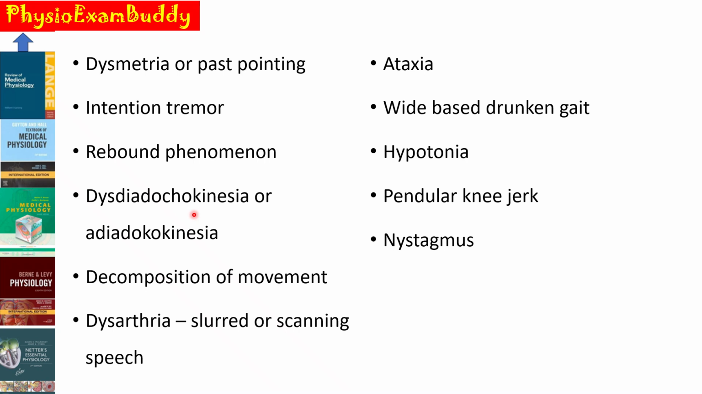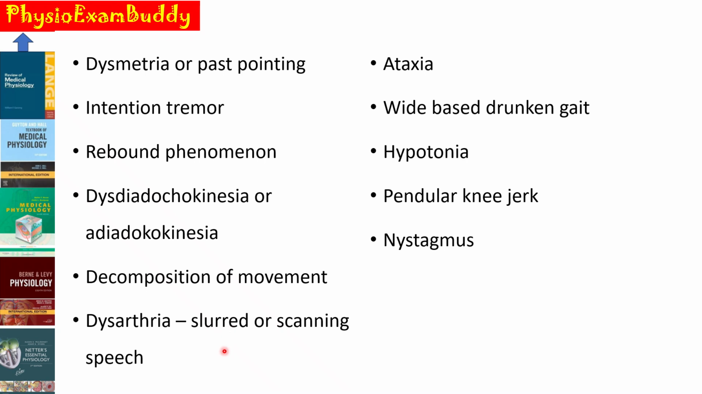Next is dysdiadochokinesia or adiadochokinesia, meaning difficulty in the smooth execution of rapidly alternating movements. Hope you are all thorough with the dysdiadochokinesia test, which you are going to do in a subject while examining cerebellar function. Next is the decomposition of movement. That is the difficulty in carrying out complex movements, so the act is broken down into component parts and carried out one joint at a time. So it will result in jerky, erratic, awkward and disorganized movement.